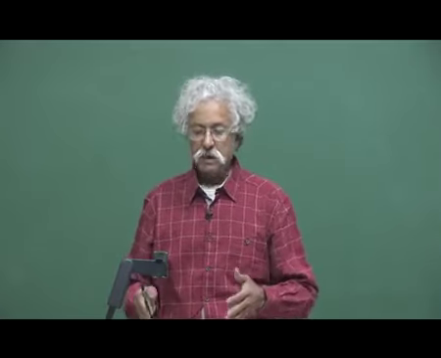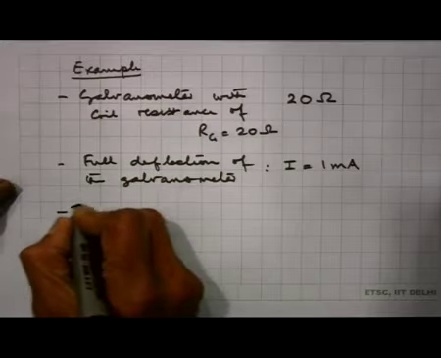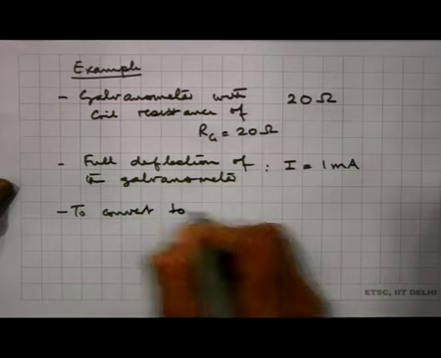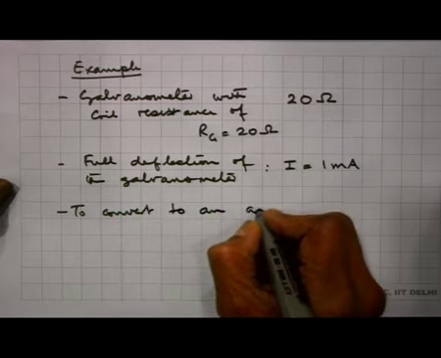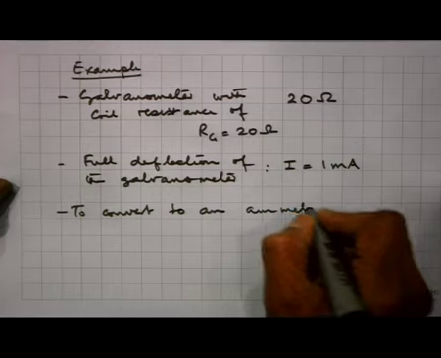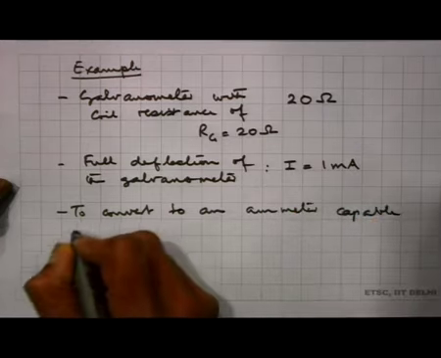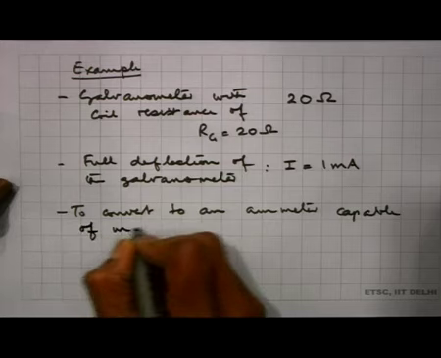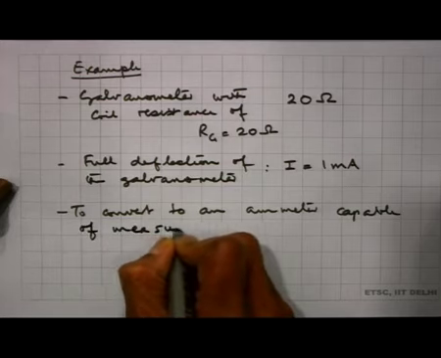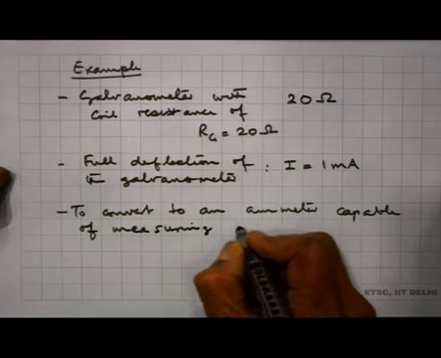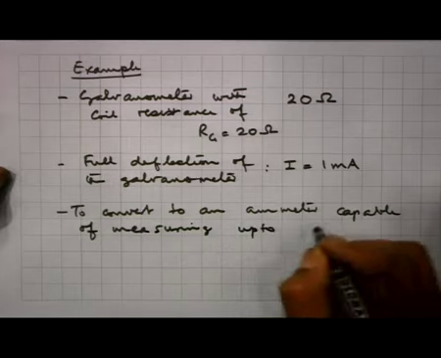Now, I want to convert this galvanometer into an ammeter capable of measuring up to 100 milliamperes.